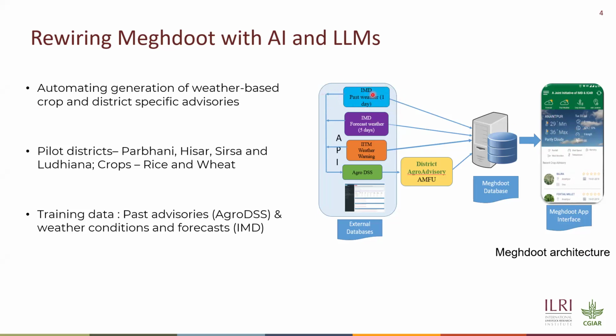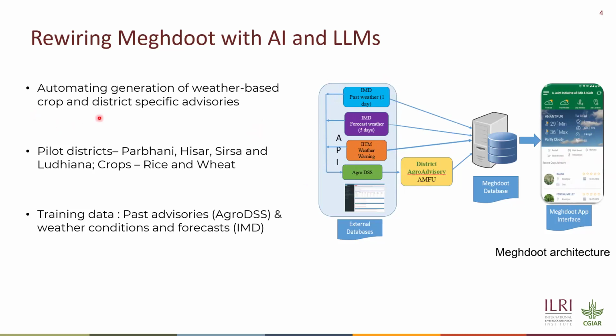So they have a separate database where all the AWS network in the country is wired into that. So the Meghdut platform pulls the observed weather data from that database, then it pulls the forecast weather from a different database. So together, IMD has a number of different systems, and they also have this new system called AgroDSS, into which all the AMFUs were uploading their crop and district specific advisories, right? So what the Meghdut app does is it integrates data from these different databases and different systems that IMD has, and then presents this, giving the farmer a unified view, right?